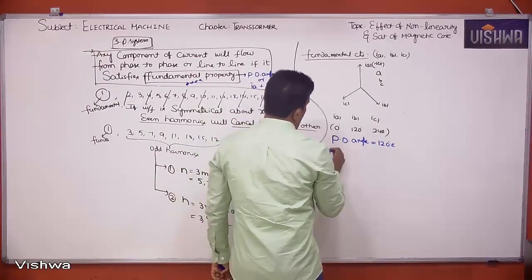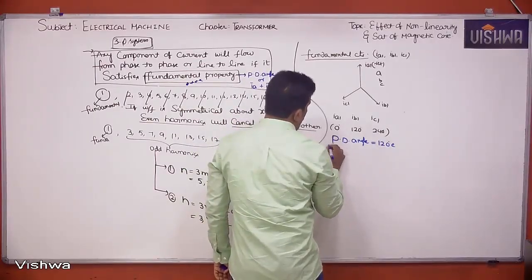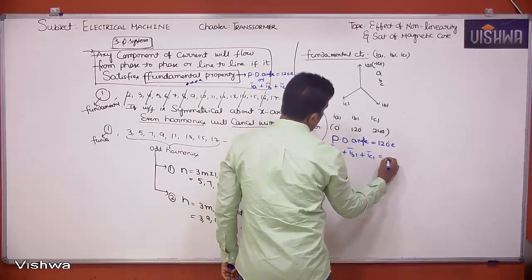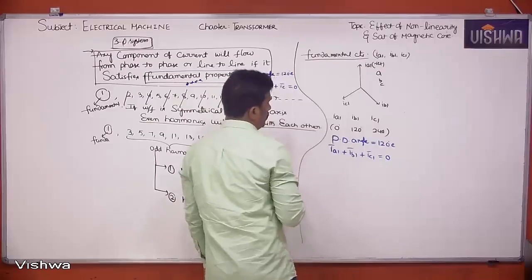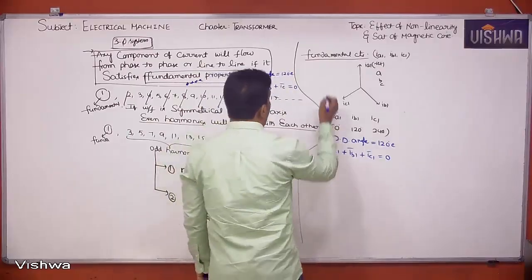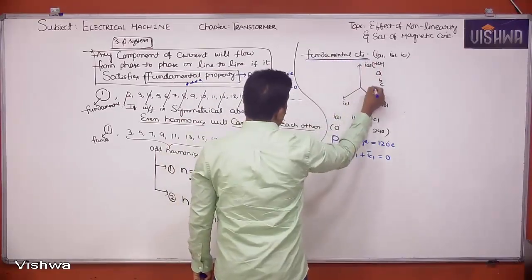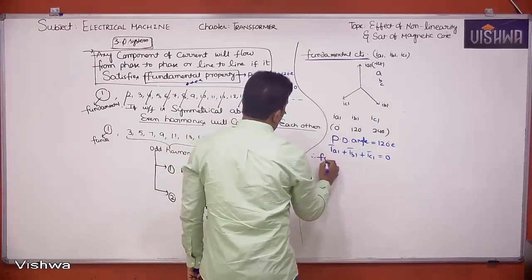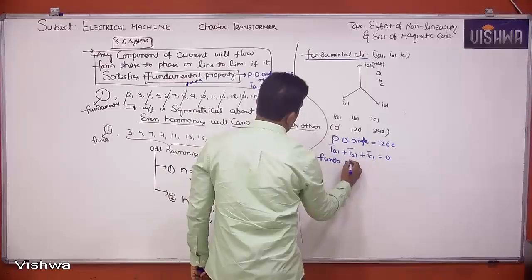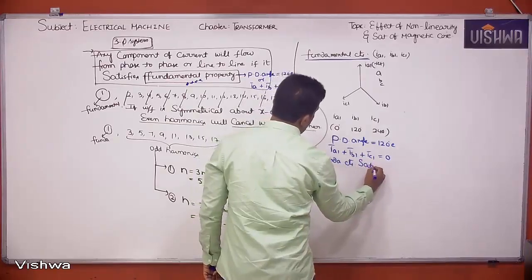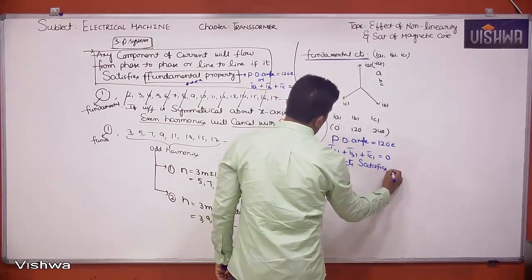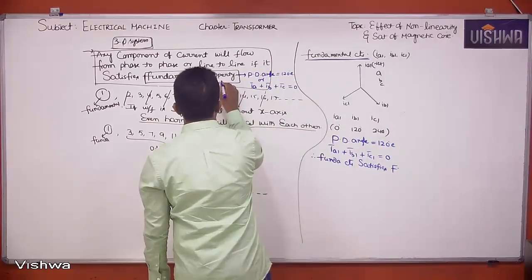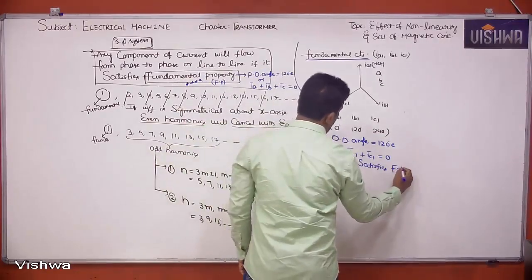Or I can say, what is the vector sum of IA1, IB1 and IC1? How much? 0. That means fundamental currents, if you see clearly, they are displaced by 120 electrical, and their vector sum equals 0. Therefore, fundamental currents satisfy the fundamental property. I will write simply F.P. Fundamental currents satisfy fundamental property.